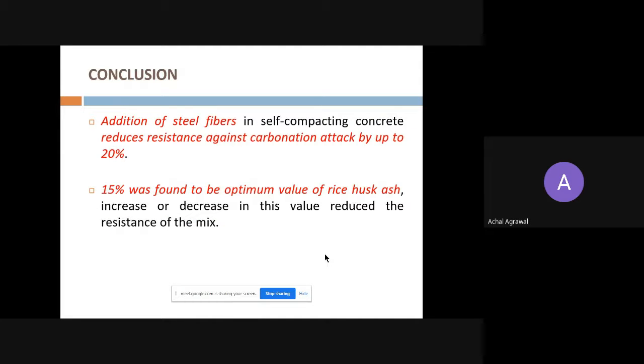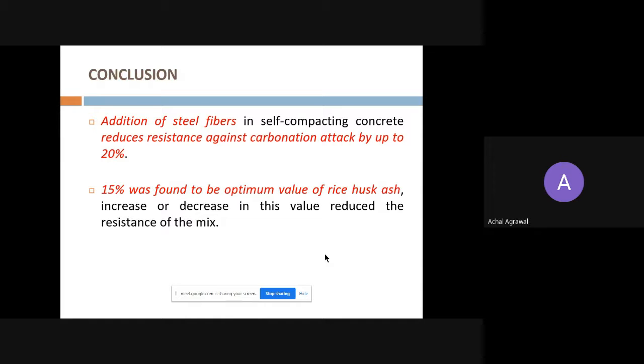Addition of steel fibers has also helped to reduce the resistance. Concrete reduced resistance against the carbonation attack by up to 20%, and 15% was found to be the optimum value of rice husk ash. If we are adding 15% of rice husk ash in the concrete, then it will give you the optimum value.